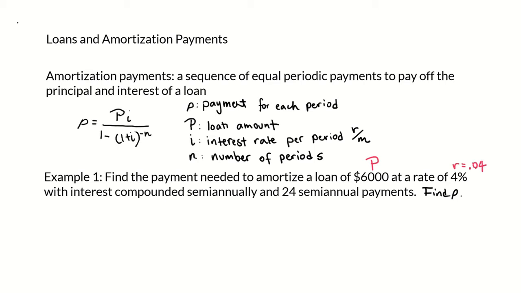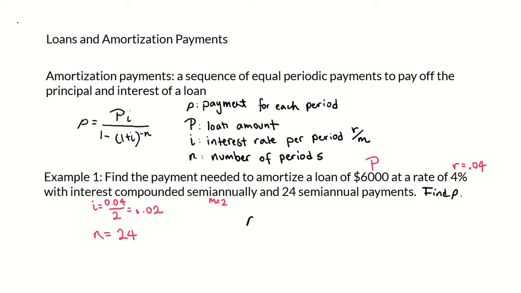So that means that i, the rate per period, is 0.04 divided by the number of periods per year. Since it's semi-annual compounding, that means 2 periods per year. So the rate i is 0.04 over 2, which is 0.02. Then we also need the total number of periods, n, which is 24 semi-annual payments. Then we have the information to set up this equation.